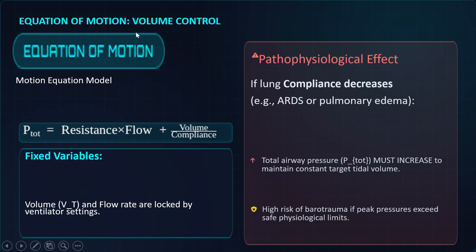Equation of motion for volume control. Total pressure equals resistance multiplied by flow plus volume over compliance. The fixed variables here, tidal volume and flow rate, are locked by the ventilator setting. The pathophysiological effect: if lung compliance decreases in ARDS and pulmonary edema, total airway pressure must be increased to maintain the constant target tidal volume. High risk for barotrauma if the peak pressure exceeds the safe physiological limit.